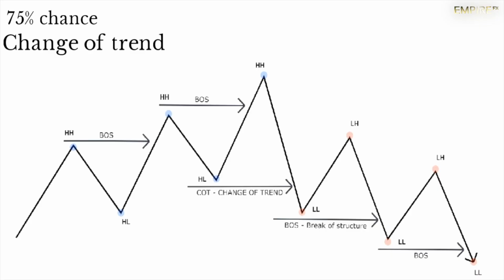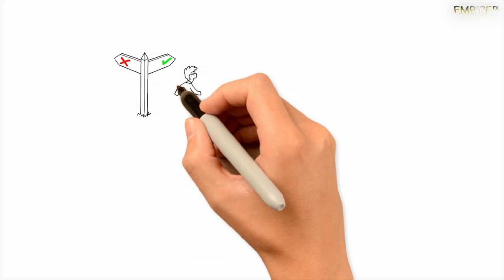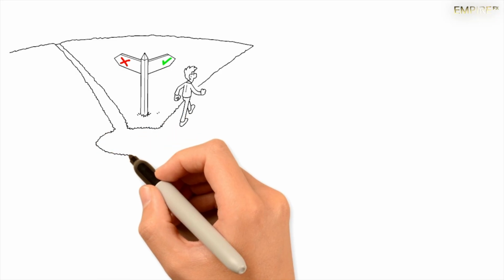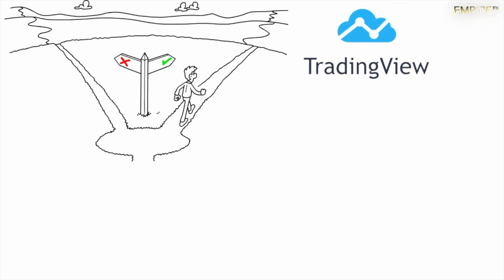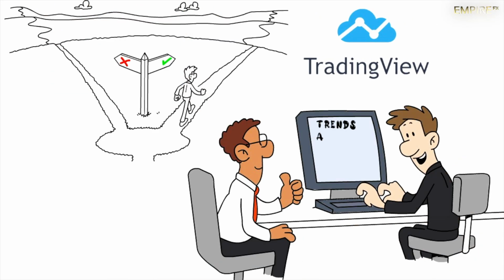As you can see, once we have had a COT, we are now making a lower low. We should expect a lower high. Now it's trending to make a new lower low, creating a BOS every time. Now let's head over to TradingView so I can show you some real examples of trends and market structure.